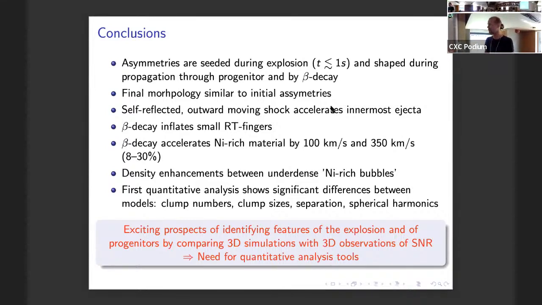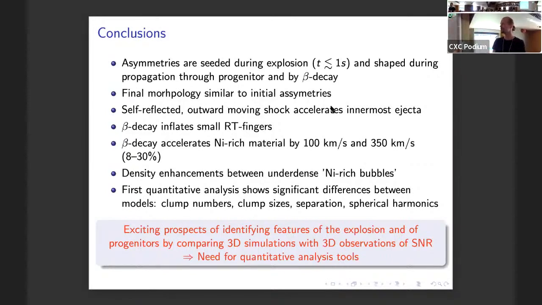And of course, with the simulation we can now start to do some first quantitative analysis. We can make some statistics on the clumps: how many clumps are there, how big are they, what is the separation between them. We can look at the spherical harmonic decomposition. And I think I don't need to convince anybody here that it's now a very interesting and exciting time to compare the simulations to the observations. But for this, I think we still need to work a little bit on how we can quantitatively compare the observations. And we also have to do something on the simulation side. We need more simulations to be able to say something quantitatively.